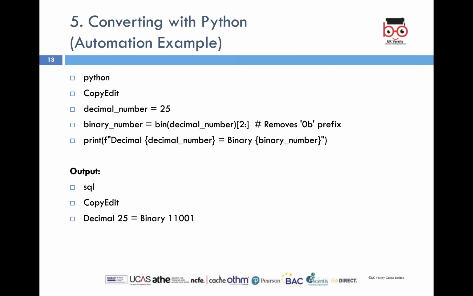Here's an example of converting with Python. You set the variable decimal number equal to 25. For the binary number, you use the bin function on the decimal number variable, and then print out the answer. The result: decimal 25 equals binary 11001.